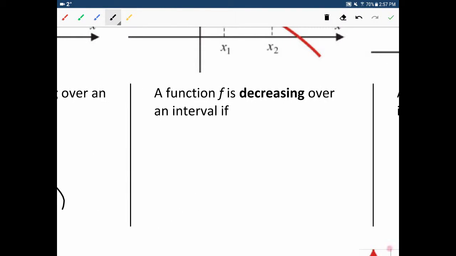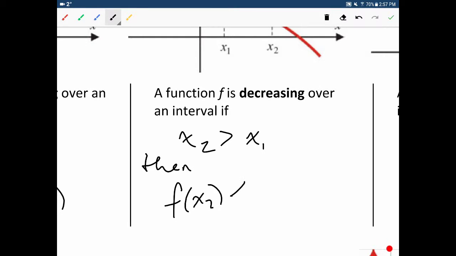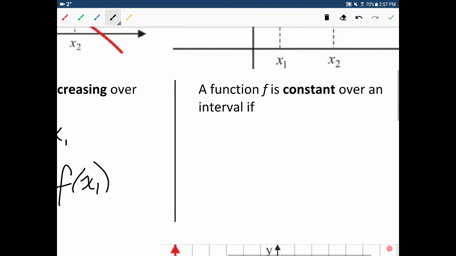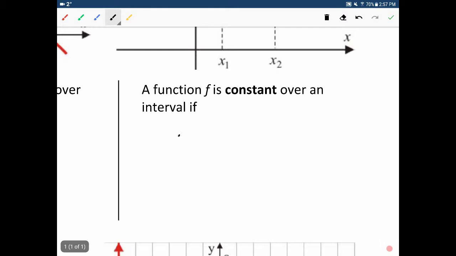Similarly, for decreasing, it means that if we have x2 greater than x1, then f of x2 is smaller than f of x1. So again, x goes up, but this time y goes down. That means it's decreasing.